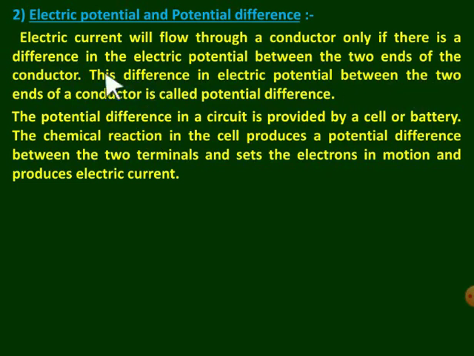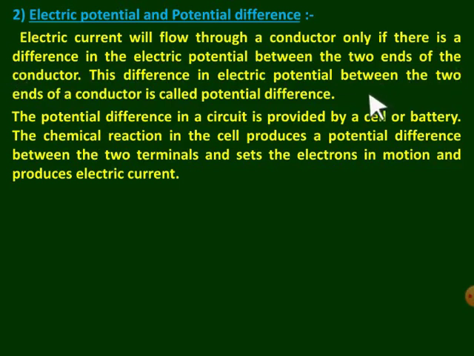Why do the free electrons move from one end of the conductor to the other end when a source of EMF like a cell is connected to it? Why? Because the source of EMF, like a cell or battery, creates a potential difference between the two ends of the conductor. Got it?